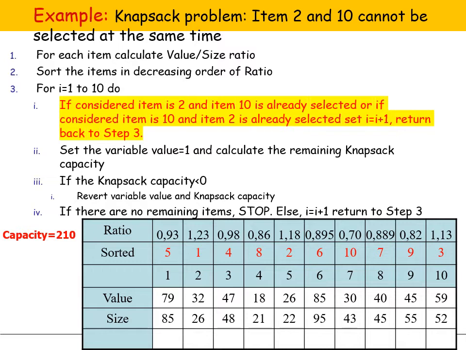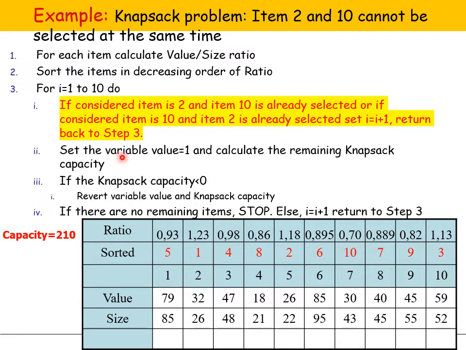Okay. Now, in this example we have a restriction, because in real life we may have such restrictions. Okay, so in this example we have a restriction stating that item 2 and item 10 cannot be selected at the same time. Now I want to see the effect of this restriction on the solution as well as on the algorithm, how we can modify the algorithm according to this.